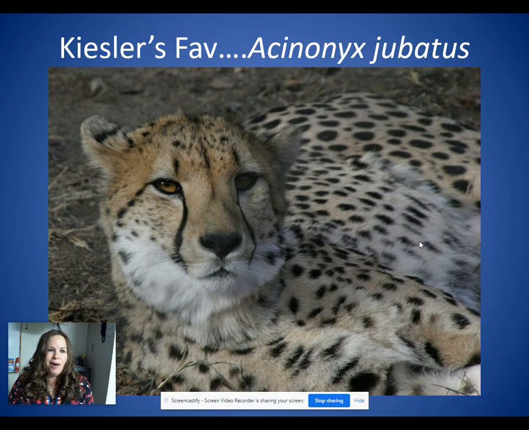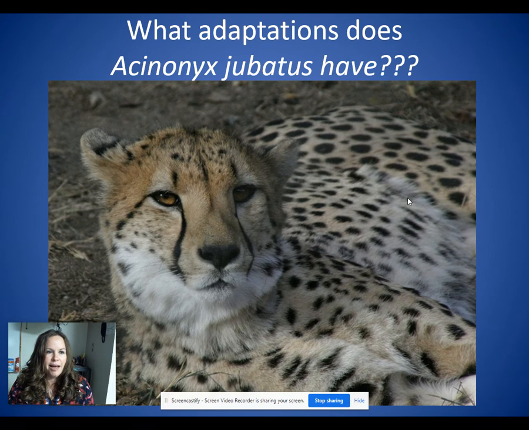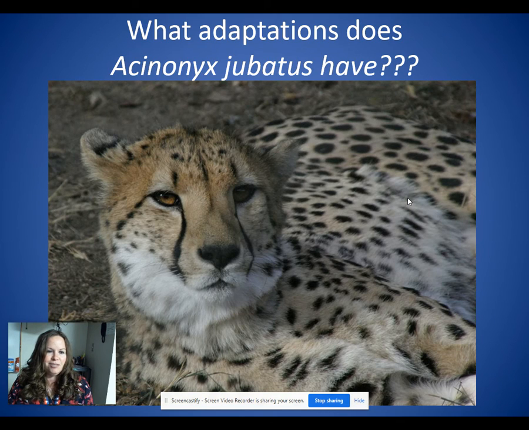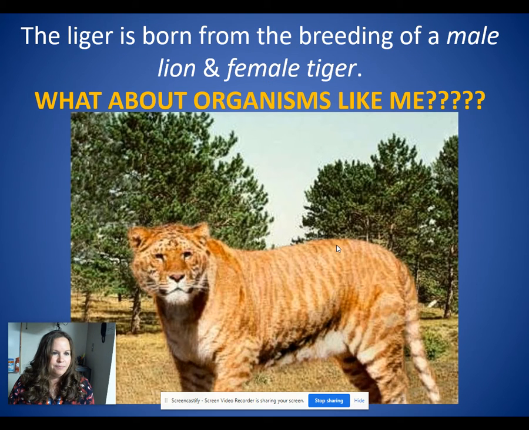Acinonyx jubatus. I love that scientific name. It's for a cheetah. Remember, genus is capitalized, species is lowercase, and it's actually written in italics. Look at the adaptations of Acinonyx jubatus. I love it. The ability to run so fast. Its camouflage coloration. These black stripes that help reduce glare. Its bone structure. Its rudder-like tail. Such an amazing animal.